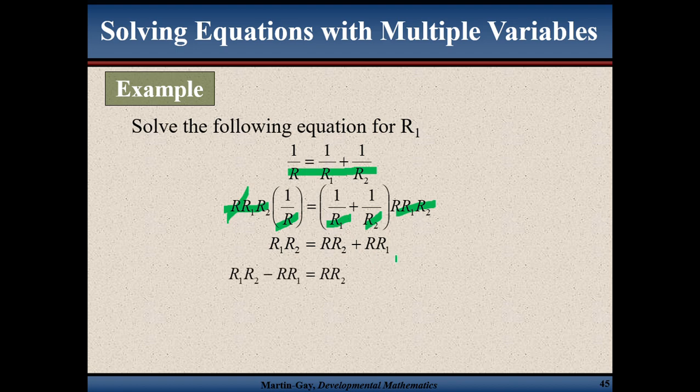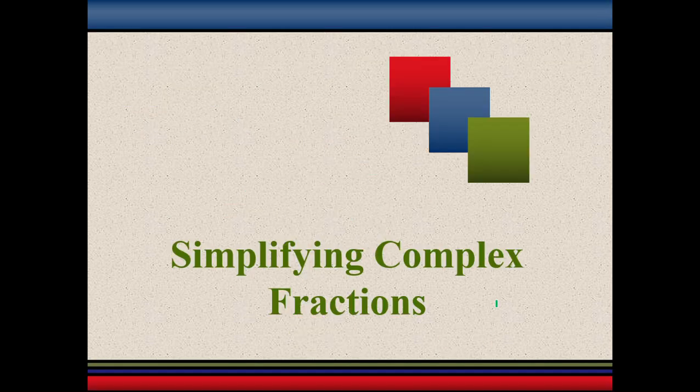So, yan, di ba? Transpose. So, we have common factor R, which is yan. So, R2 and minus R and R2. So this will be our equation answer. Di ba? For this, simplifying complex fractions.